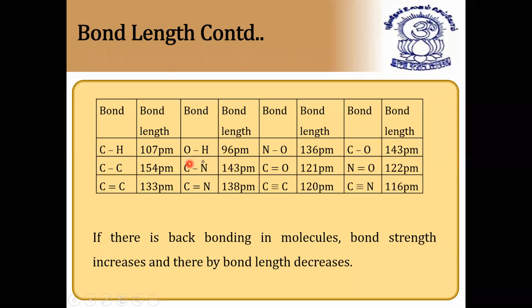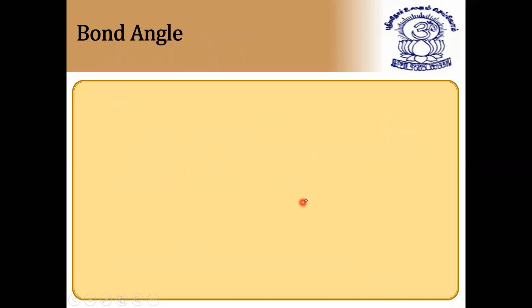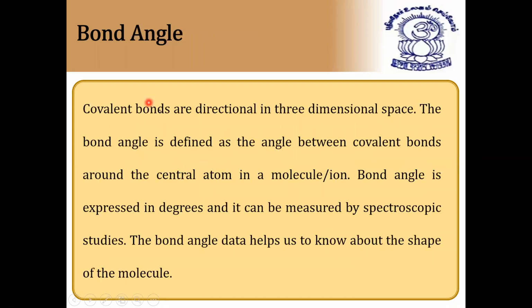So first, what is bond length? It is clear now. As the number of bonds between the two combining similar atoms increases, the bond length decreases. That we can observe in the case of C single bond C 154 picometers, C double bond C 133 picometers, and C triple bond C 120 picometers. Next, covalent bonds are directional in three-dimensional space.